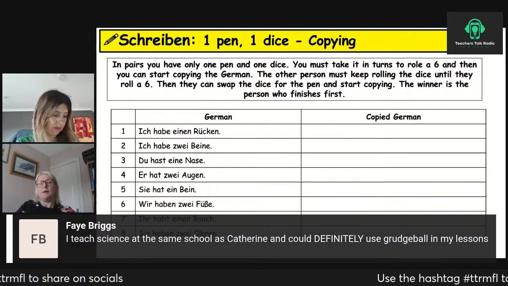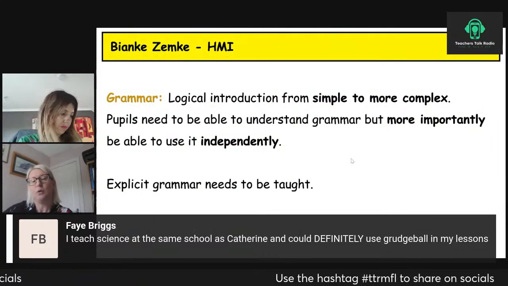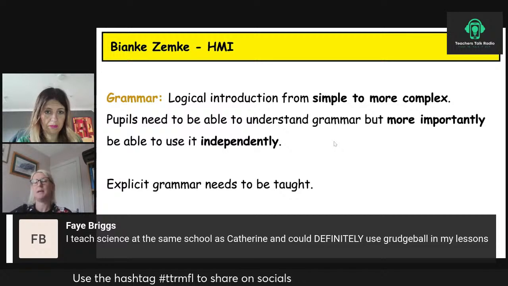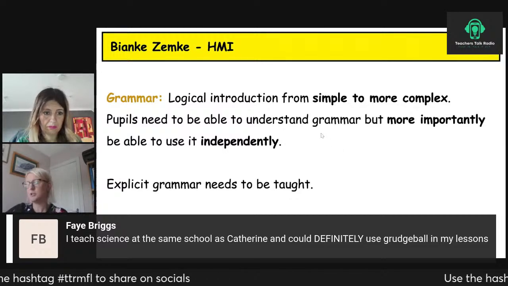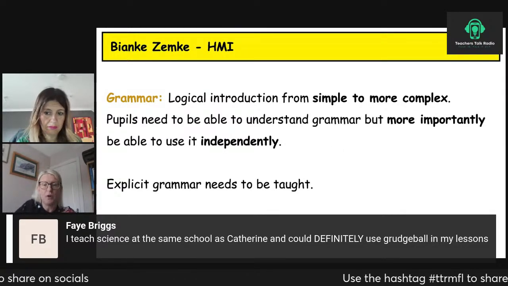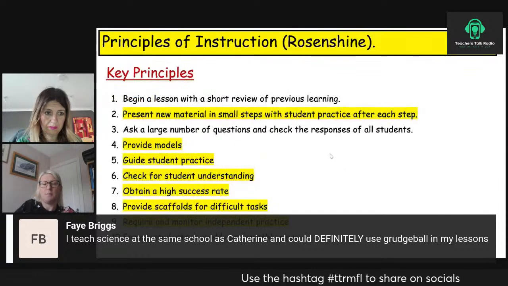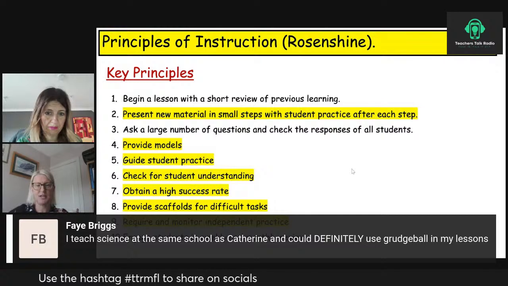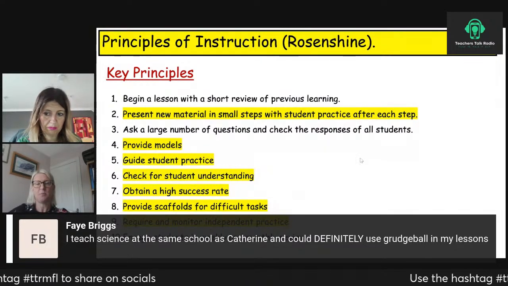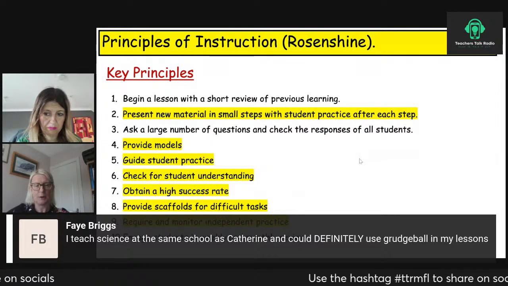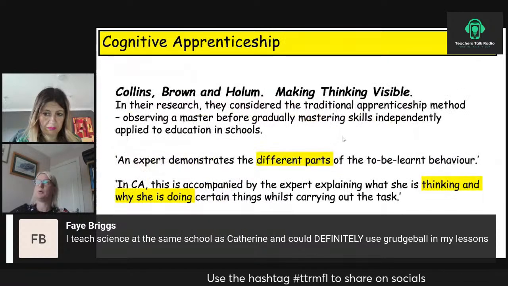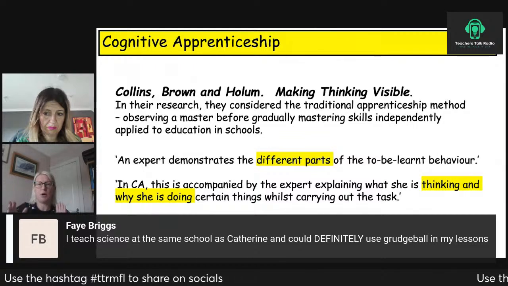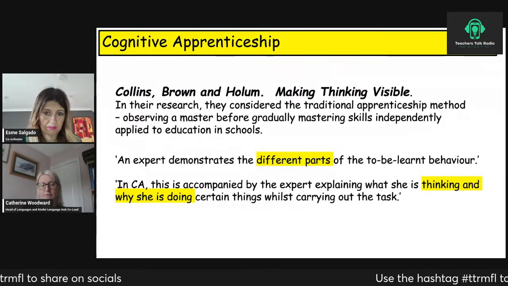So if I move on now to the grammar slide, we are now looking at, again, Bianca Zemke talks about moving from simple to more complex, and more importantly, being able to use it independently. And that grammar needs to be taught explicitly. So when we look at this, again, we're thinking about Rosenshine's principles of instruction, that we should present new material in small steps, we should provide models and guide the practice, etc. All our students at our school have a vocabulary and grammar booklet, and it is the same for all sets, top to bottom, and we use that in every lesson.